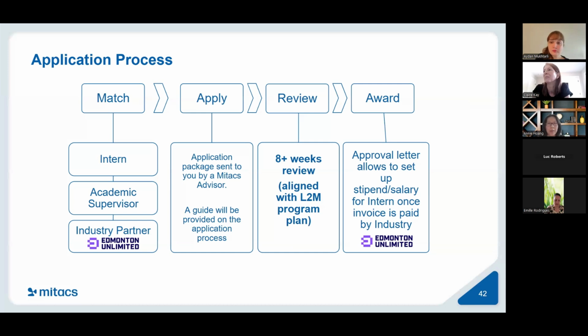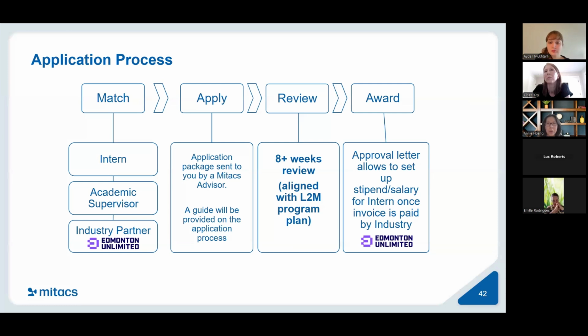Your school might have different internal approvals to get a university signature, but your MyTax advisor would walk you through that. And then once you submit the application, it may take up to 8 weeks for this particular program. After the 8 weeks, you would get an outcome letter saying you would be approved.